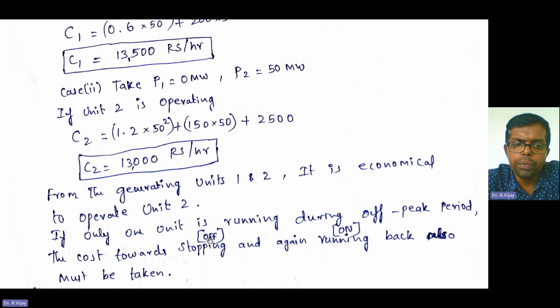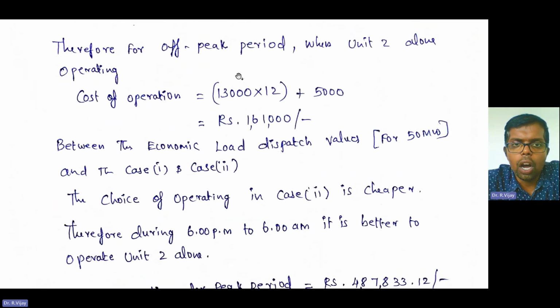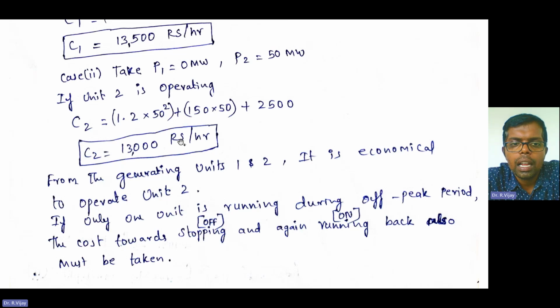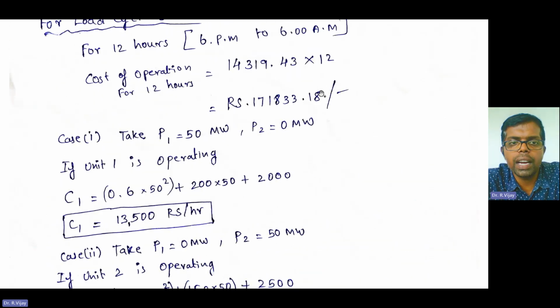If only one unit is running during the off period, then the cost towards off and on will be reduced, and that will also be taken into account here. Therefore, for the off peak period, when unit 2 alone is operating, what is the cost we calculated? That is 13,000 rupees per hour. So the cost of operation for unit 2, because that is for only 12 hours, we are just multiplying it with 12 hours, and plus this 5,000 also we are adding. Why are we adding this 5,000?